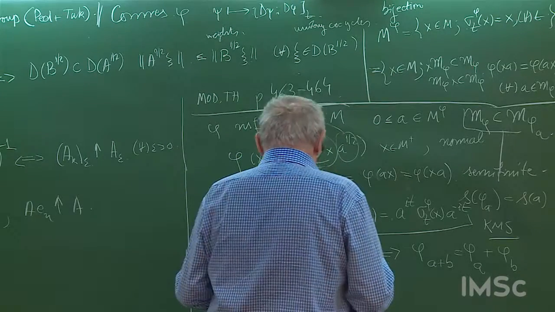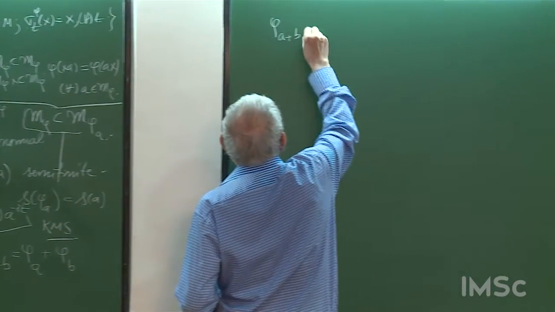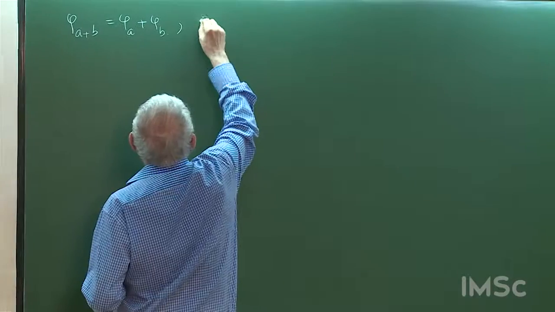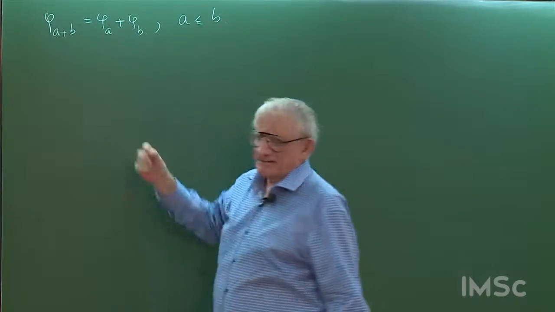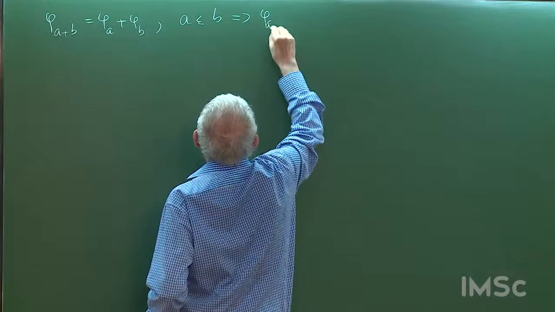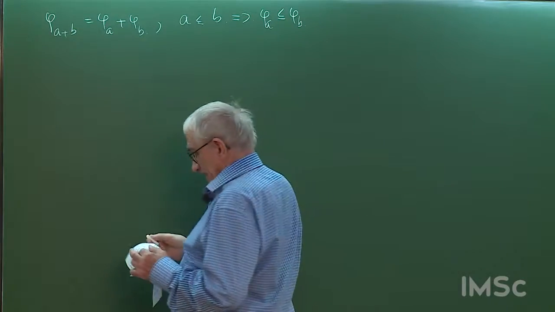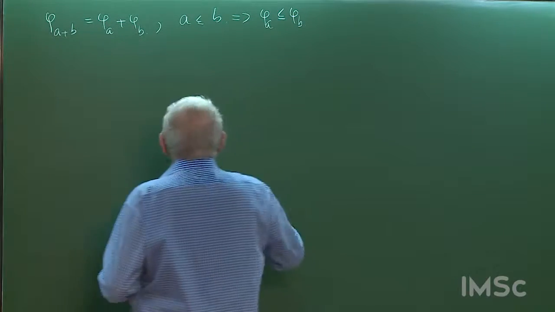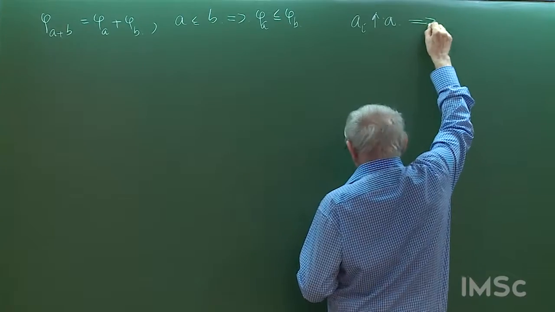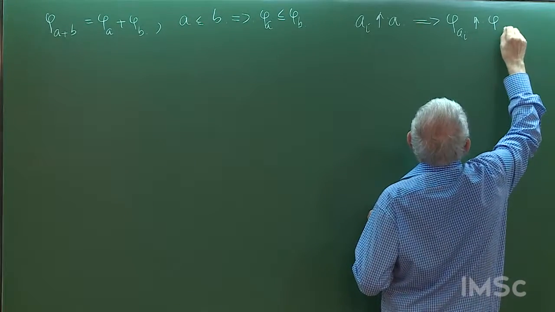Okay. This means that φ_{A+B} is equal to φ_A plus φ_B. This implies that if A is less than B, with A and B always in the centralizer, then we have that φ_A is less than φ_B. This is an obvious consequence of this one. And actually, if A_i converges increasingly to A, then also φ_{A_i} converges increasingly to φ_A.